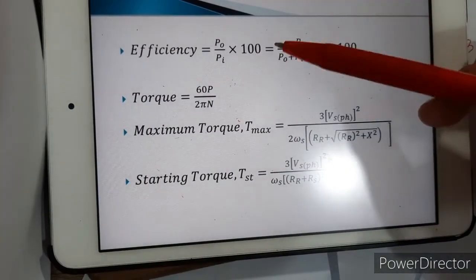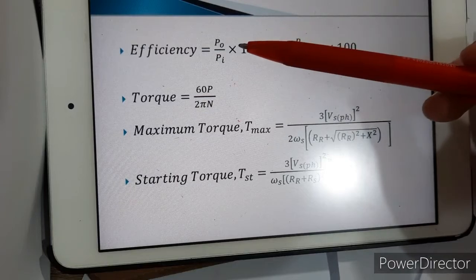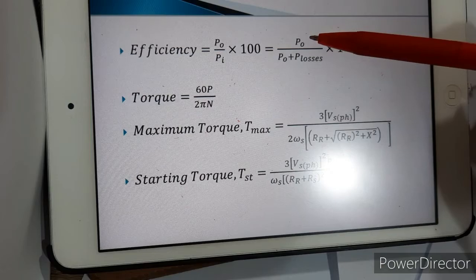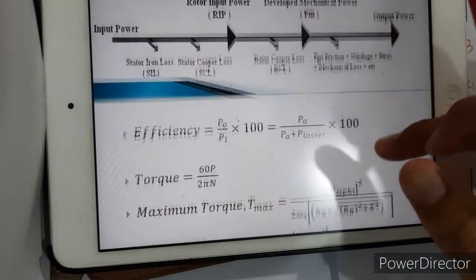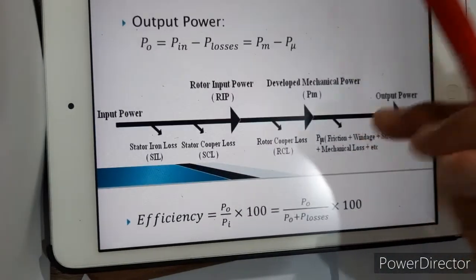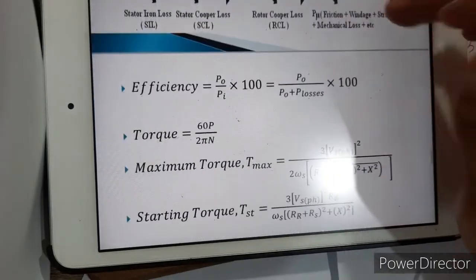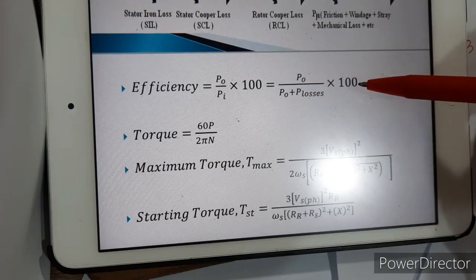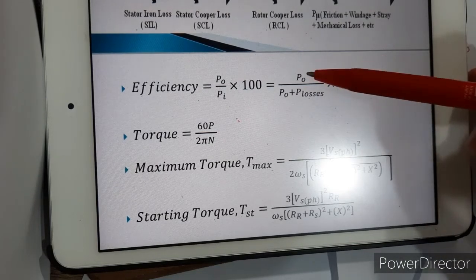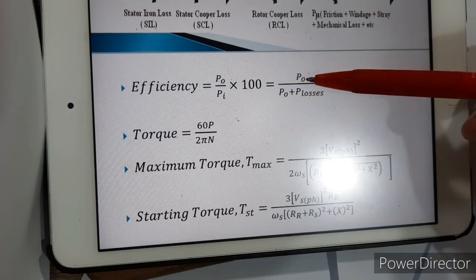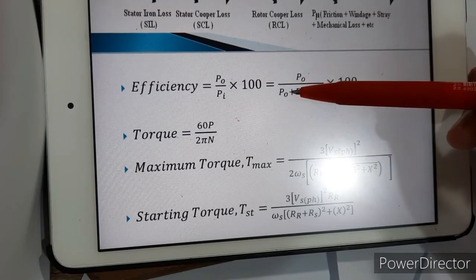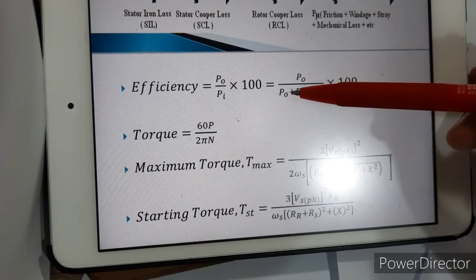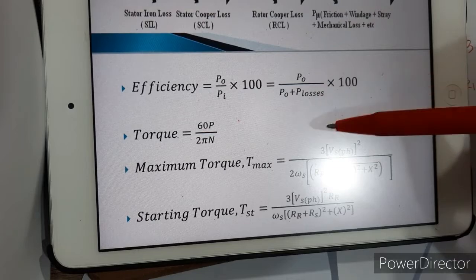Okay, so next one is efficiency. The general equation, of course, is P out over P in multiplied by 100%. P out we can get from the above equation, the one I showed earlier, and P in based on P out plus P losses, multiplied by 100%. This one is not fixed. Sometimes you get it from P in, either 3 VL IL cos theta or 3 V phase I phase cos theta. It depends on the question.